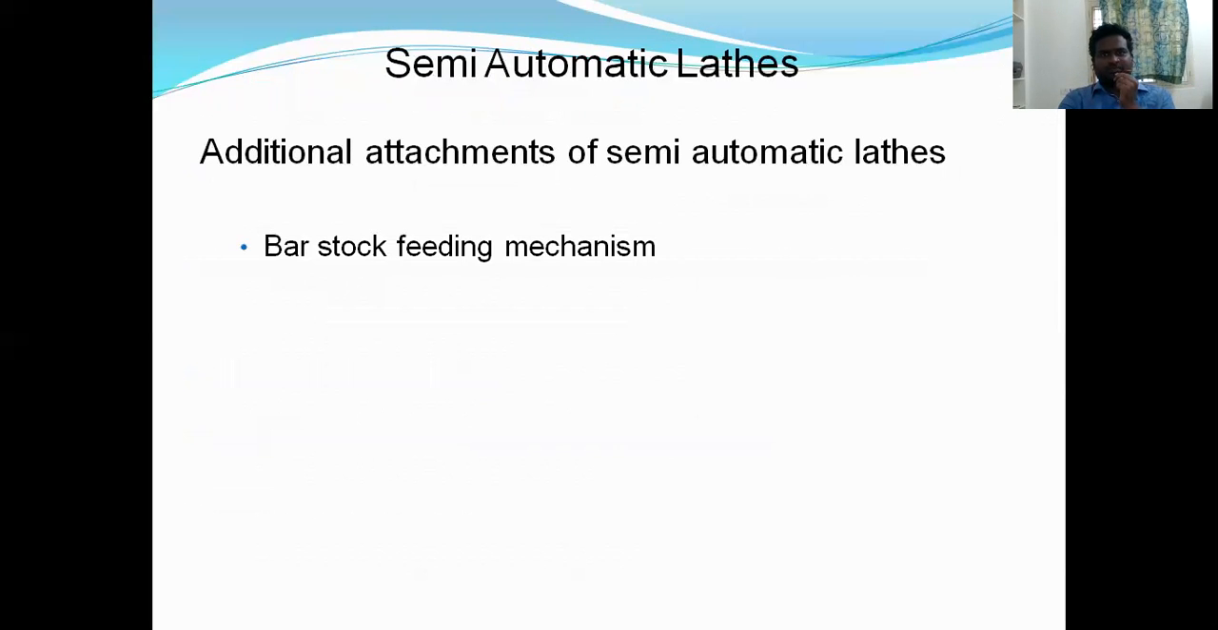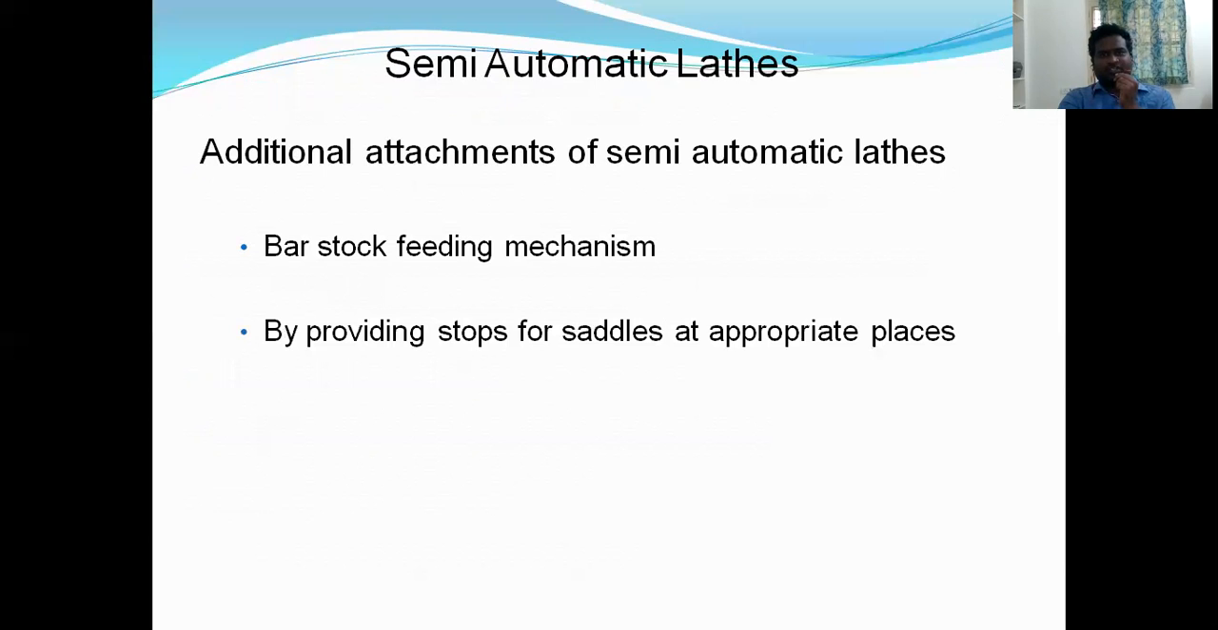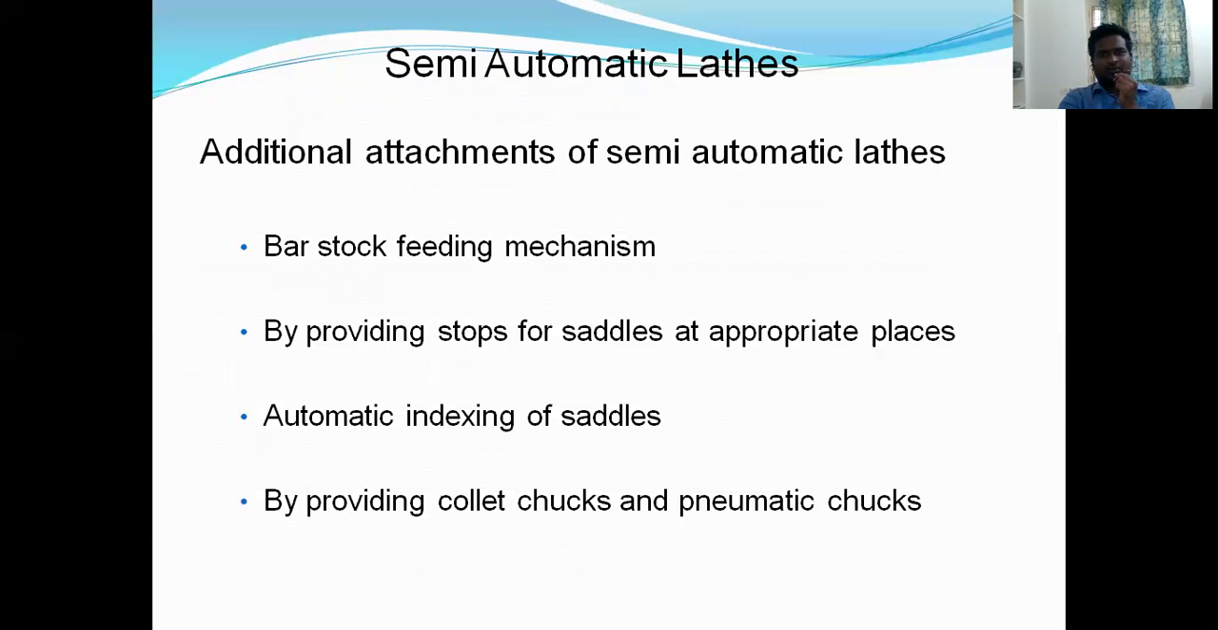The additional attachments of semi-automatic lathes are a bar stop feeding mechanism, provided by placing stops for the saddle at appropriate places, and automatic indexing of the saddles by providing collet chucks and pneumatic chucks. By adding these attachments, we get the semi-automatic lathe. So these attachments turn the normal lathes into automatic lathes.